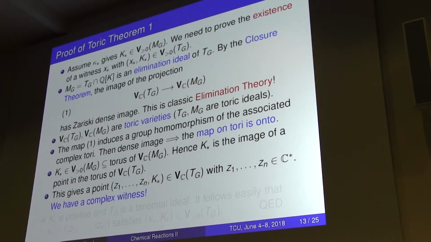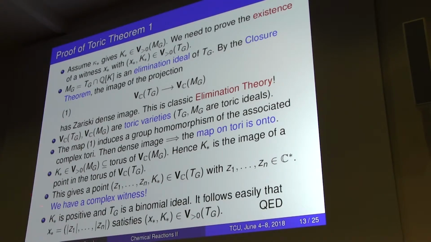I want a real witness, but remember that K star is positive, and this is a binomial ideal. It's just some monomial and stuff equal to some monomial and stuff. So when I take absolute values, it's still a solution. And so when I take the solution, this vector of absolute values still satisfies the equations. Notice that taking absolute values has no effect here, because that guy's positive. So when I take this solution, take the absolute values, it still satisfies the equations.